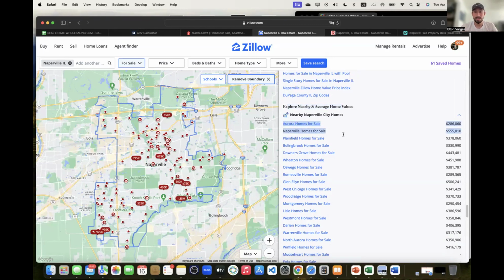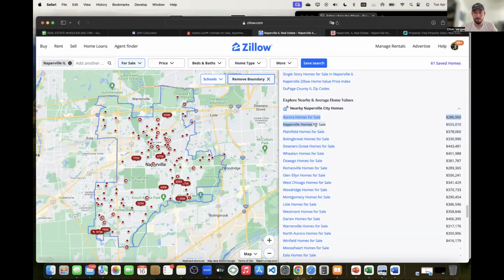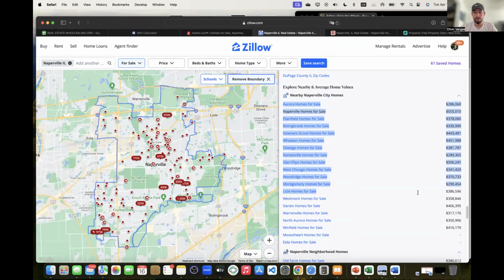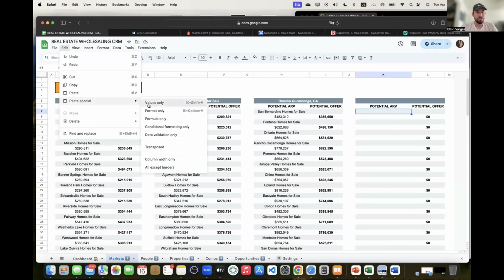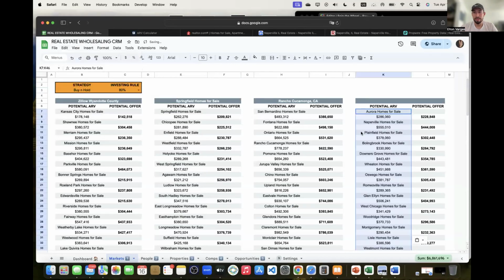What I like to do is highlight all of these Naperville homes. It's right there. We can see how much they're going for. I like to collect all this information, copy it, and take it back to my CRM. Let me go through edit, paste special values, and bam. It's going to paste all of that, and the potential ARV is on the left side. So here's the area we're looking into, Naperville homes, which are selling for $555,000.